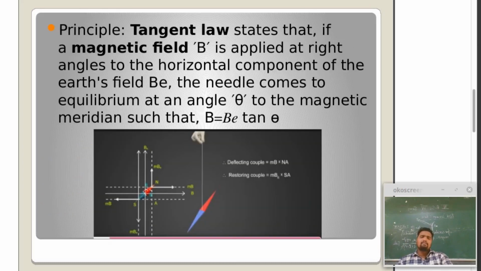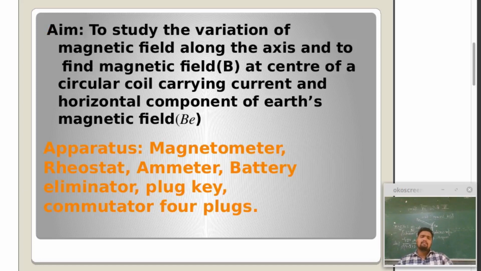Then what are the apparatus you are using? The apparatus are a magnetometer, rheostat, ammeter, battery eliminator, plug key, commutator, 4 plugs and connecting wires.